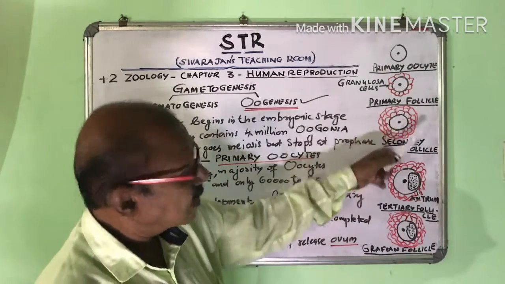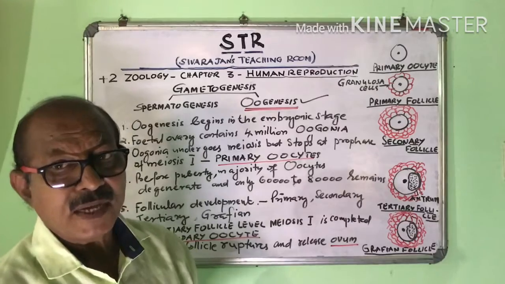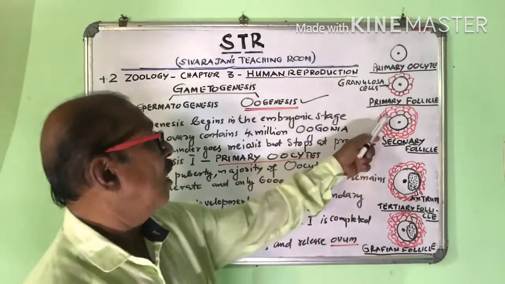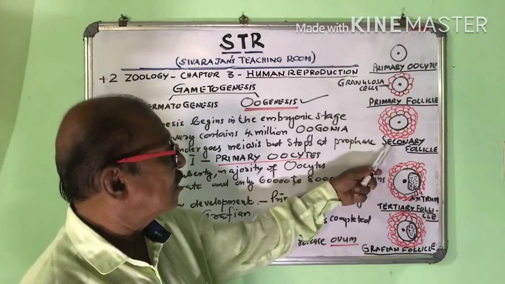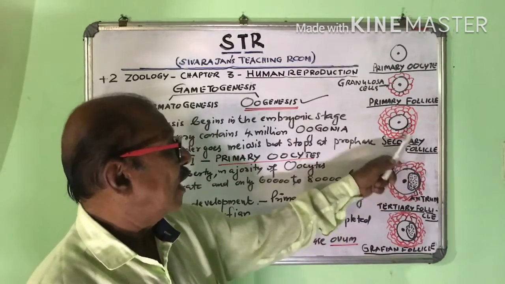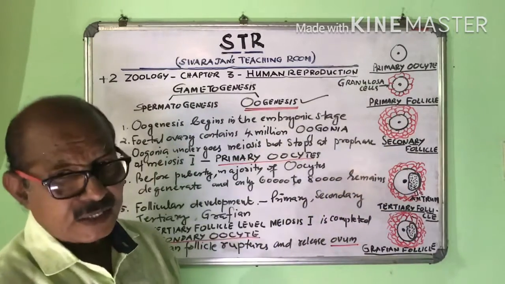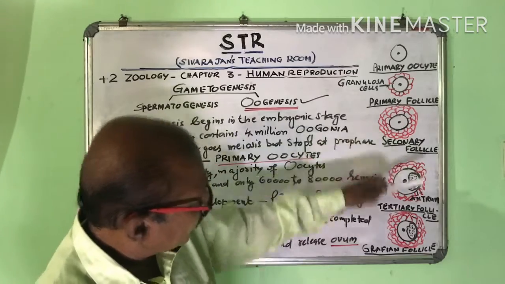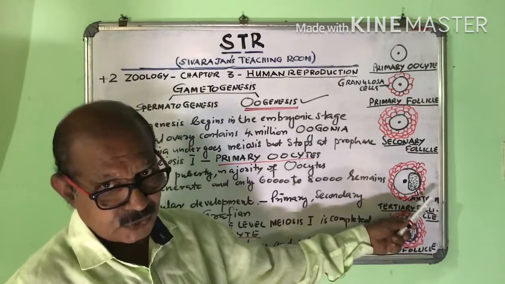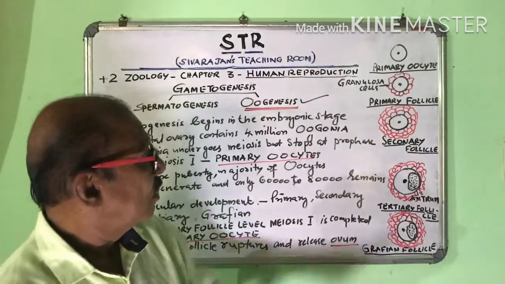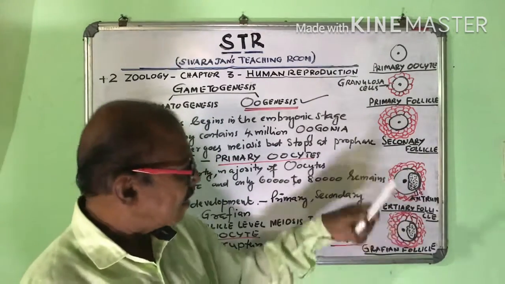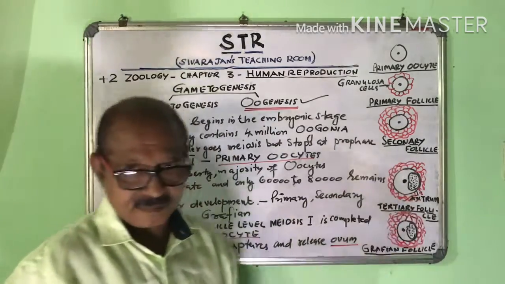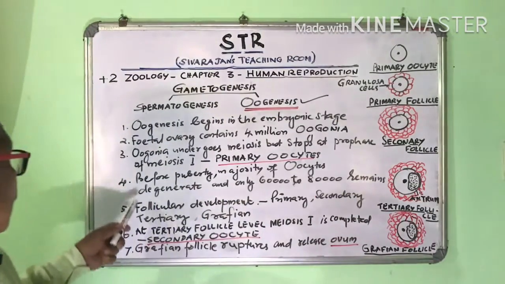The primary follicle gets covered by granulosa cells and two or more layers are developed. At this stage it is called the secondary follicle, and the secondary follicle later on develops a cavity inside it. This cavity is called antrum, A-N-T-R-U-M, and the antrum is filled with a fluid. So the secondary follicle develops an antrum, a cavity filled with fluid. At this stage it is called a tertiary follicle. So that is the follicular development.